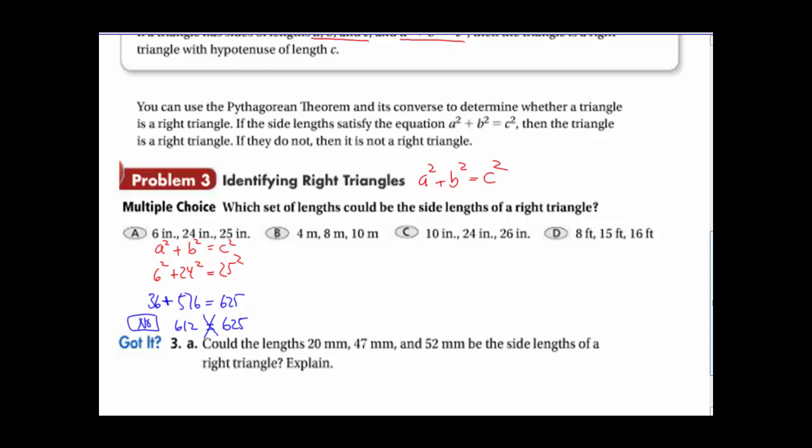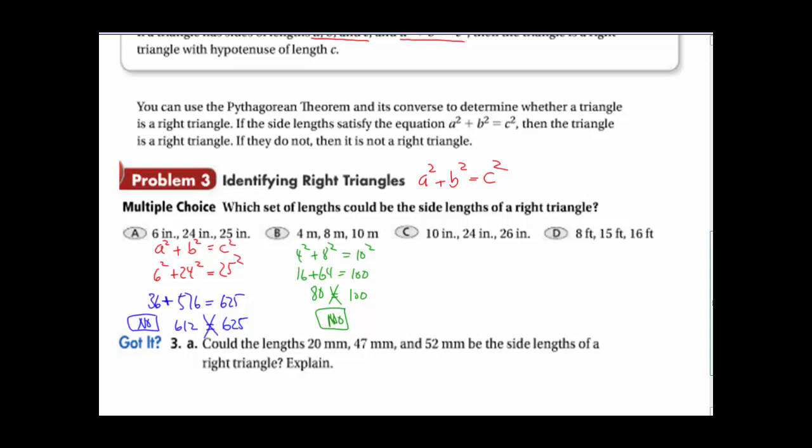Okay, B. If we take 4 squared plus 8 squared, that should be equal to 10 squared. 16 plus 64 should be equal to 100. So 16 plus 64 gives us 80, and we know 80 is not equal to 100. So again, no, this is not a right triangle.